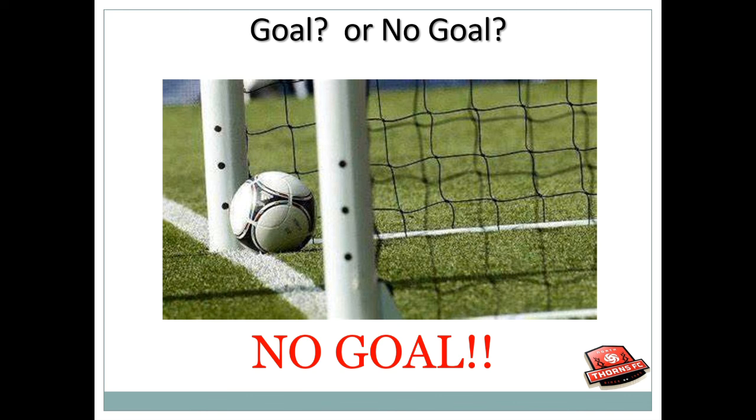So again, the reason why this is no goal is because the entirety of the soccer ball has to be entirely across the goal line in between the posts and under the crossbar in order for it to be a goal. Here you can see that part of the soccer ball shadows over the goal line. Therefore, it is no goal.